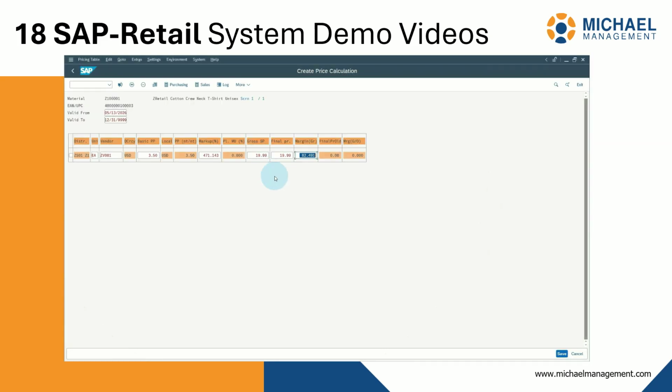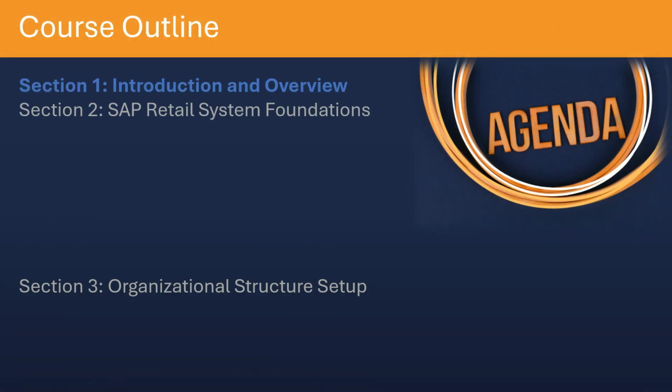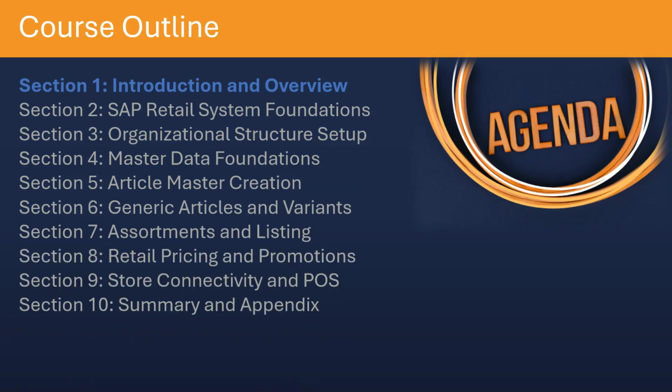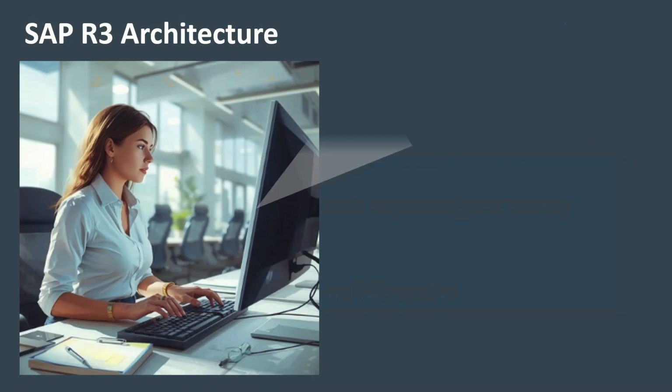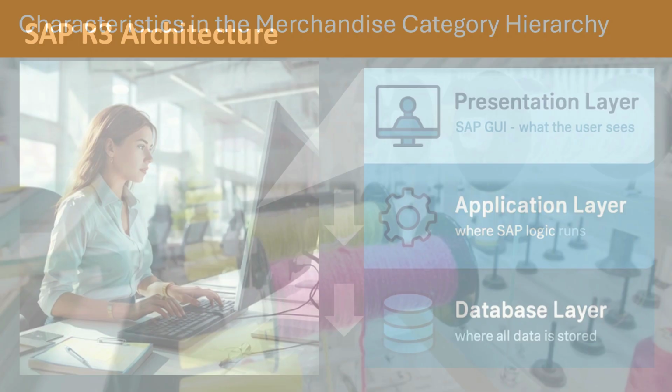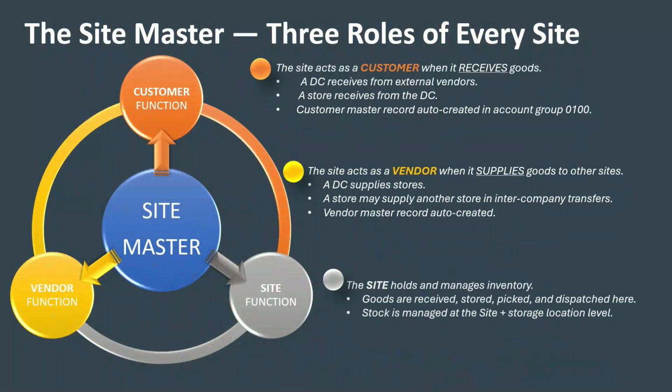The course walks you through the SAP retail organizational structure, then builds up to full article master creation in MM41, including generic articles with color and size variants. We cover assortments, retail pricing with VKP5, promotions, and store connectivity.